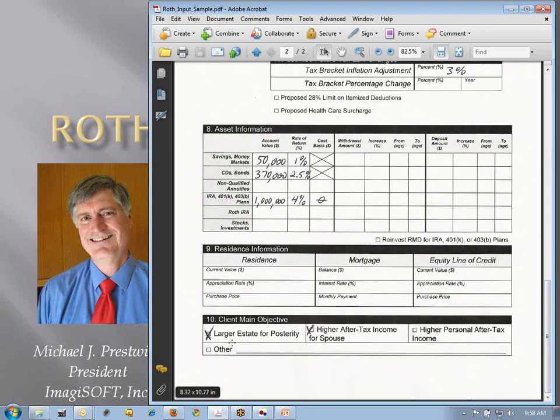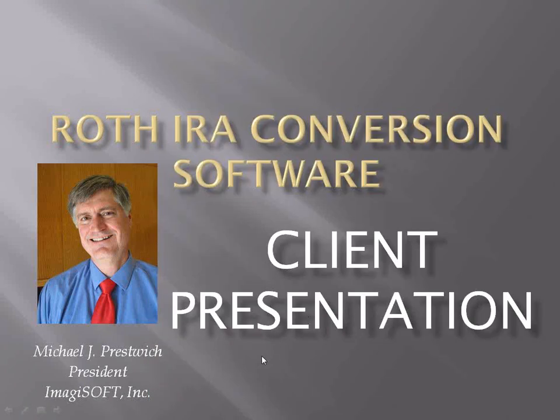And lastly, we ask what is their main objective? To have a larger estate for posterity; higher income for the spouse is also an important consideration. So now that we know more about the client, we've gathered information of what they're trying to accomplish with the Roth. Let's see whether or not it's suitable.